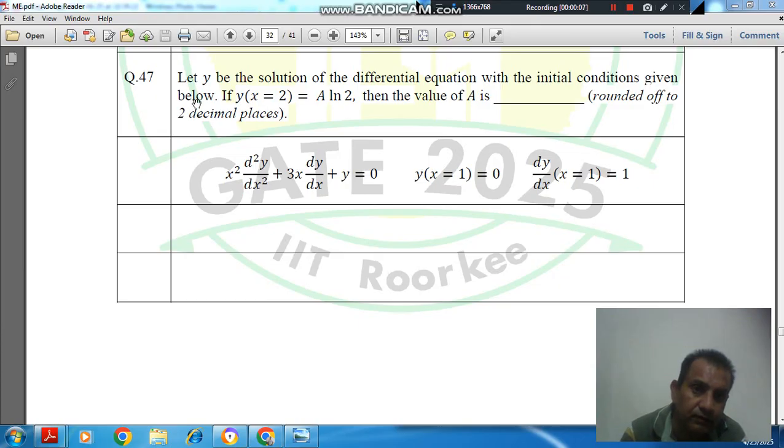Question number 47: let y be the solution of the differential equation with the initial condition given below. If y at x equal to 2 is equal to a ln 2, then the value of a is dash, rounded up to 2 decimal places. x square d square y by dx square plus 3x dy by dx plus y is equal to 0. y at x equal to 1 is equal to 0. dy by dx at x is equal to 1 is equal to 1.